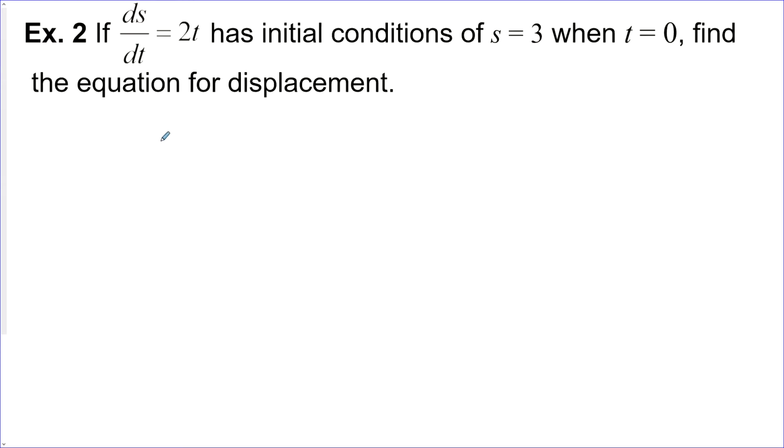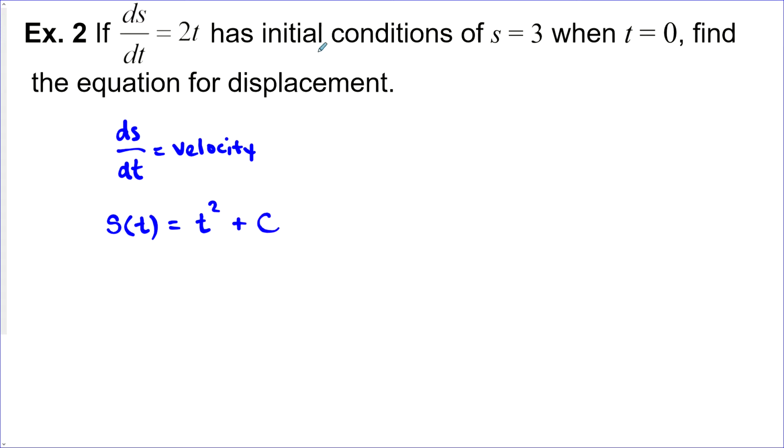We want to find the equation for displacement, and in this question, s is displacement. So the derivative of s with respect to t is equal to the velocity. So we want to find the antiderivative of this, and that will give us our displacement equation. So the antiderivative of 2t is t squared, and then we'll have a plus c.